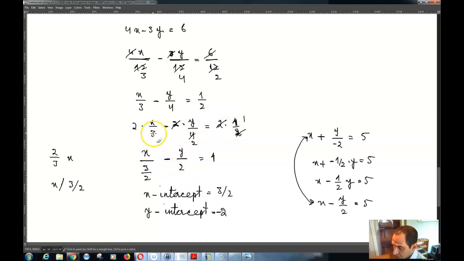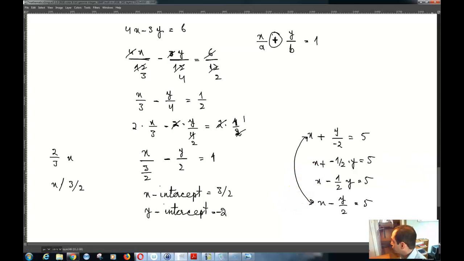The reason I'm saying this is that your intercept form of the equation is x divided by a plus y divided by b is equal to 1. Originally you have a positive sign over here. Since you got a negative sign over here, this number has to be negative. So your y-intercept becomes -2.